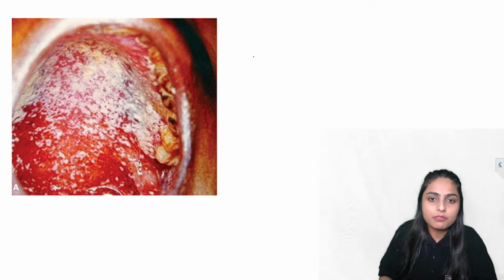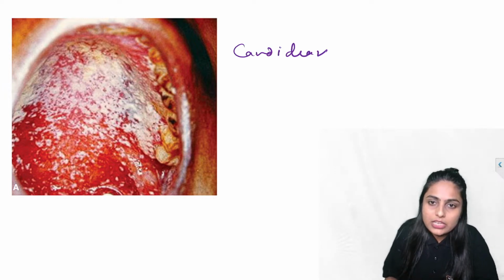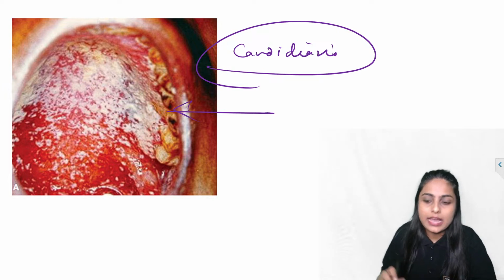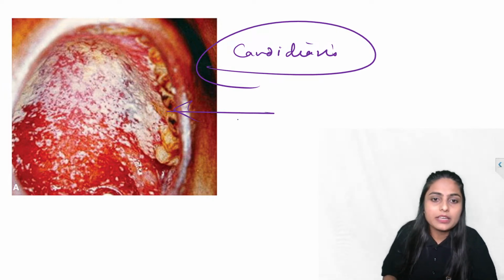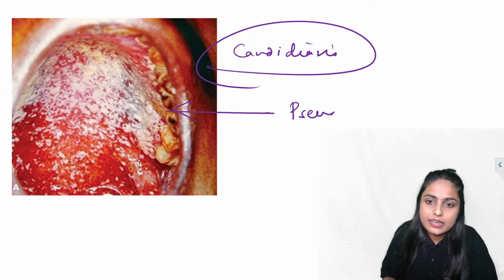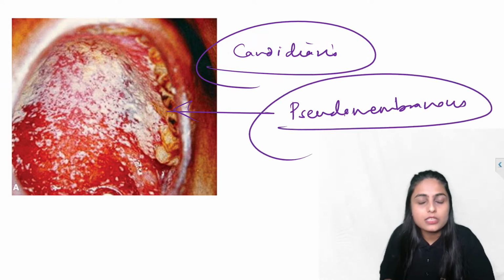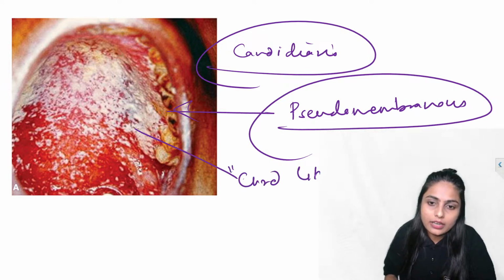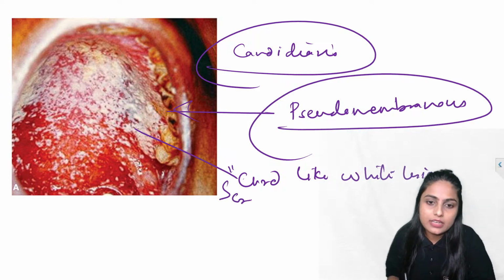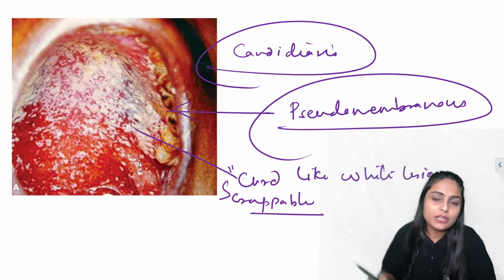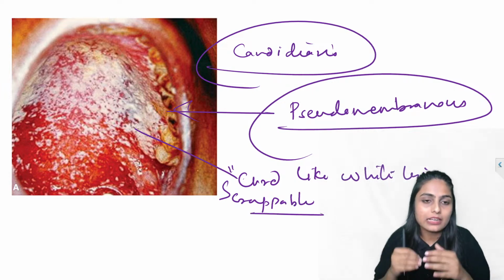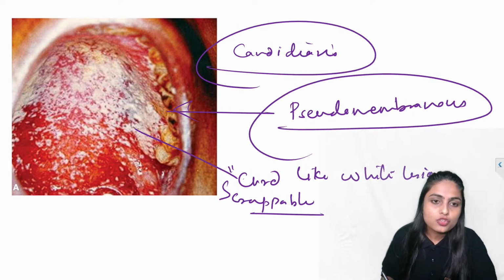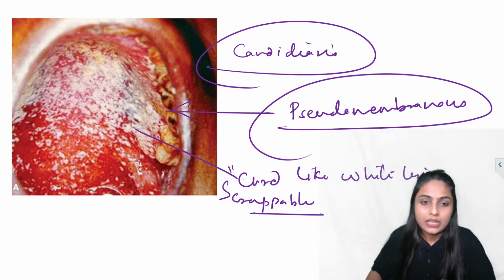First image based question from candidiasis. What type of candidiasis is this? This is pseudomembranous type. Pseudomembranous means you can see curd like lesions, typical curd like white lesions, and you can scrape them off. So this is basically a scrapable lesion. You can scrape off this curd like lesion and it leaves bleeding surfaces, right? So this is pseudomembranous candidiasis.